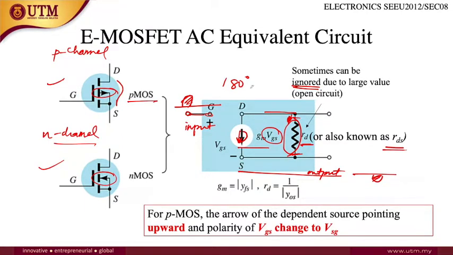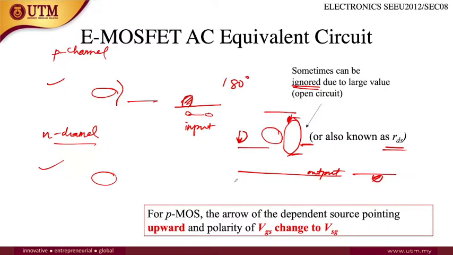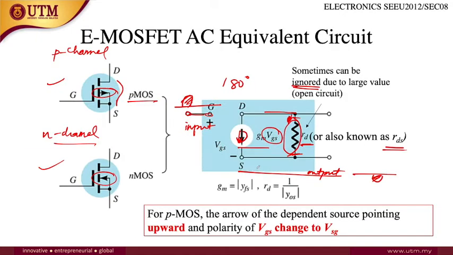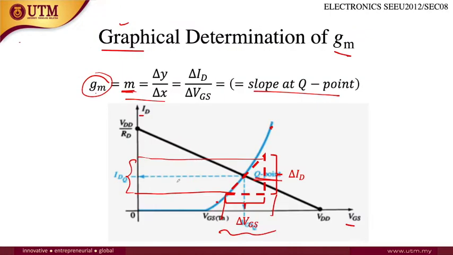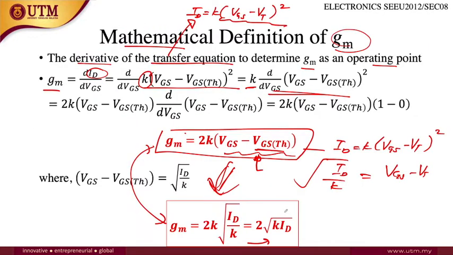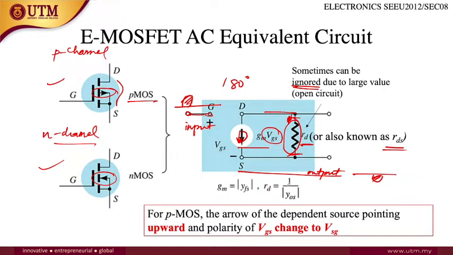So this is what the MOSFET AC equivalent circuit looks like. gm, based on the previous slide, is equal to YFS. As we saw in the previous slides, gm is equal to 1 over R, so RD is equal to 1 over YOS. What is YOS? I'm going to explain later on.